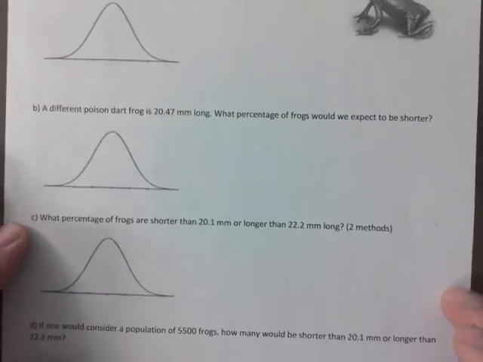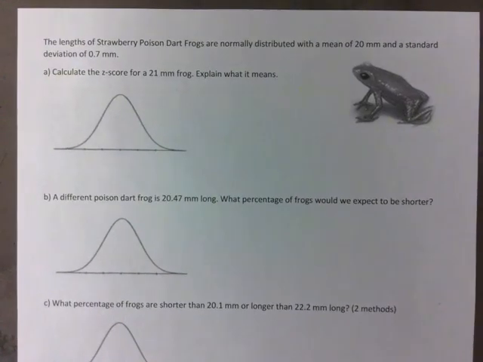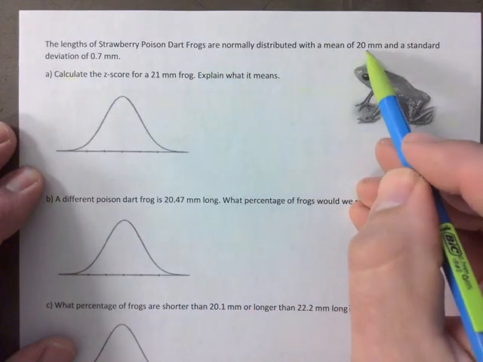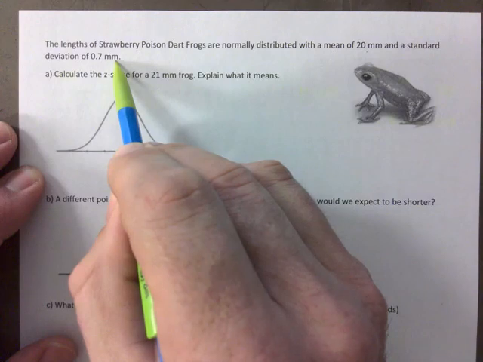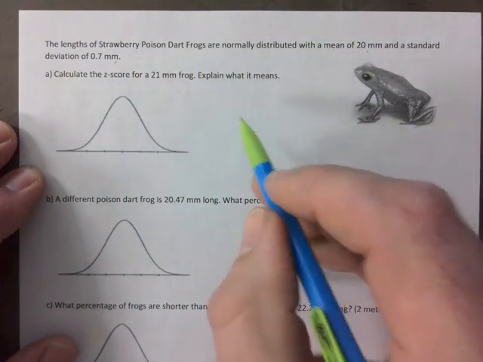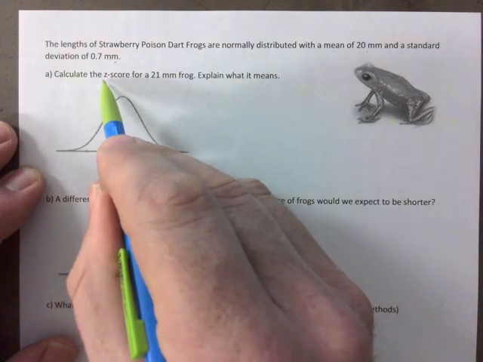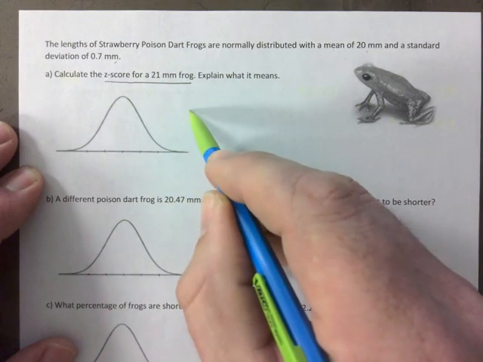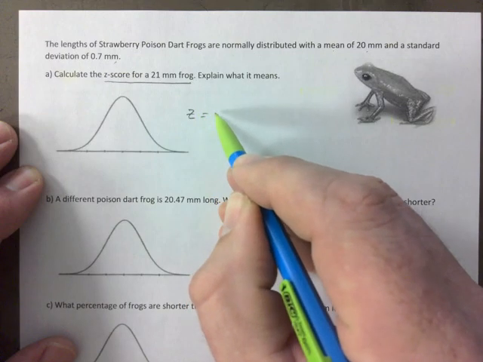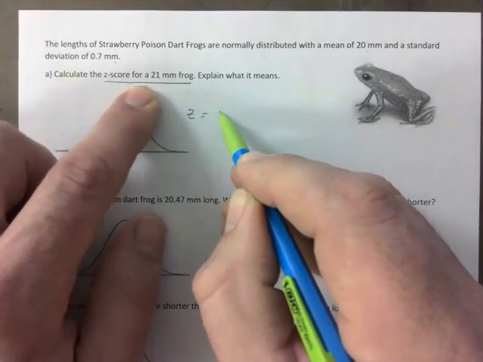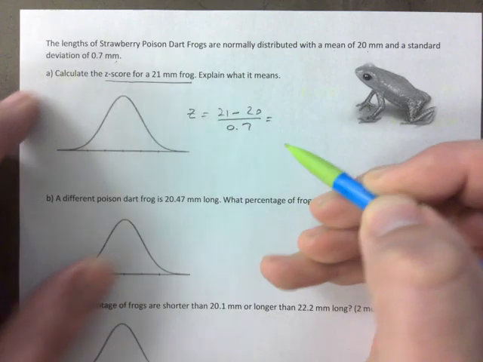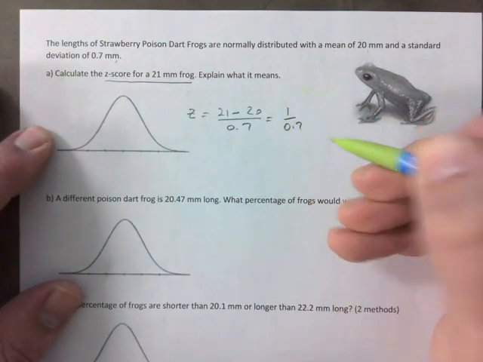Then we do the back side. Same idea here. The poison dart frogs are normally distributed with a mean of 20 and a standard deviation of 0.7 millimeters, so very small. I don't know if you've ever seen them or watched a documentary on them. Calculate the z-score for that frog. To figure out the z-score, we can use the actual value minus the mean, divided by 0.7. So that'd be 1 divided by 0.7.